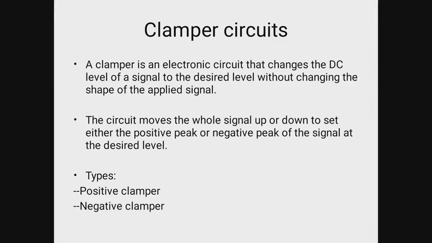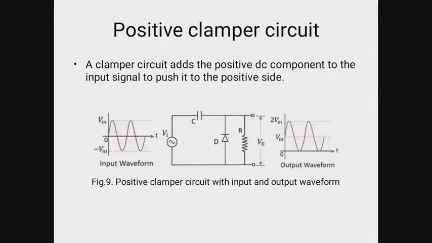So that is why these are classified into two types. One is the positive clamper, another one is the negative clamper. So this is the circuit diagram of a positive clamper. Here you can see we use a capacitor.